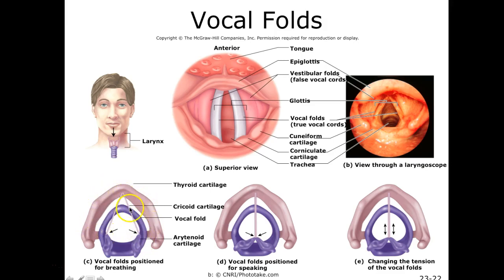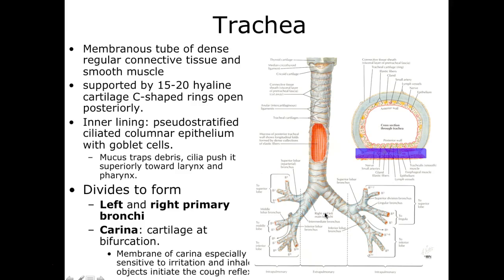So when we're breathing, we have this nice and open, and when we speak, we want to move those arytenoids in order to pull those folds in so that it kind of changes the air that is moving through our glottis, and that'll change the sound that comes out. We'll also change it by changing the tension on these vocal folds as well. So you can kind of see that in this picture.